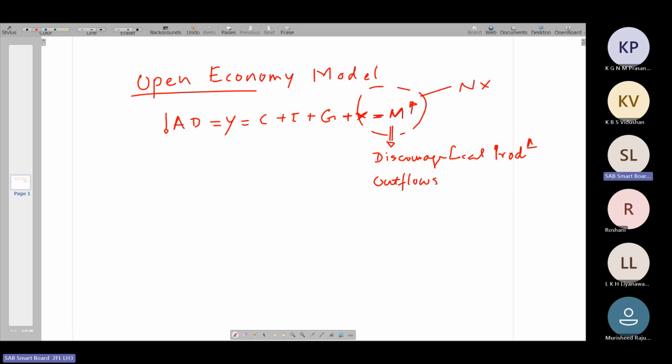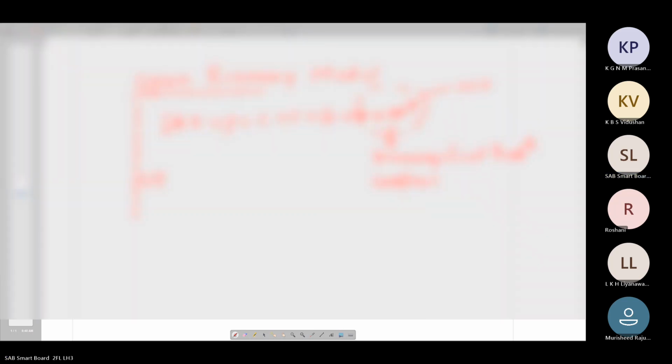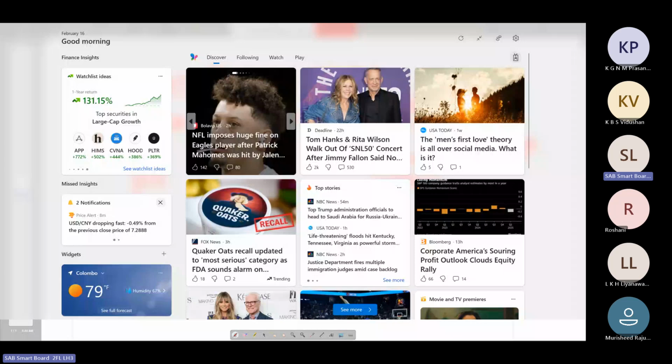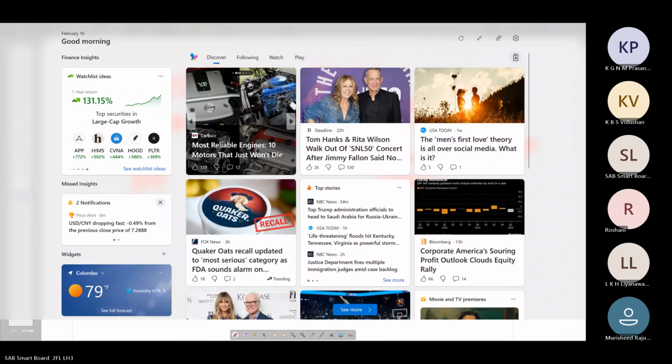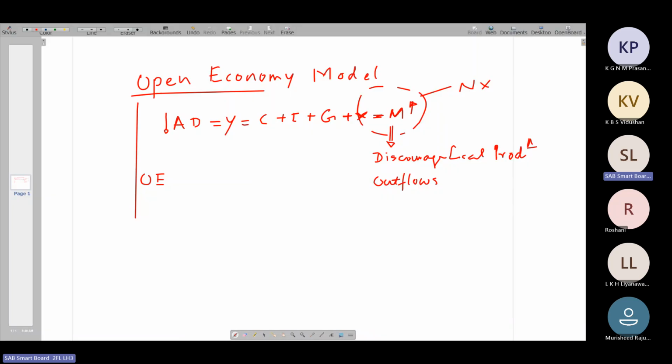So what is the difference between the open economy and the market economy? Why do we say it's an open economy? Generally, you have heard two words, market economy and open economy. So what is the difference between market economy and open economy?